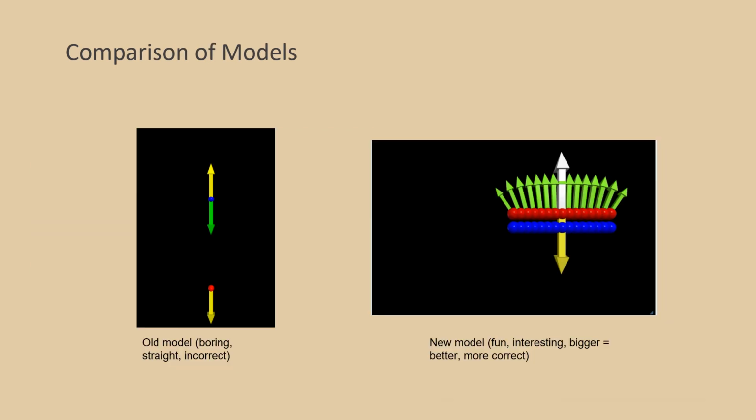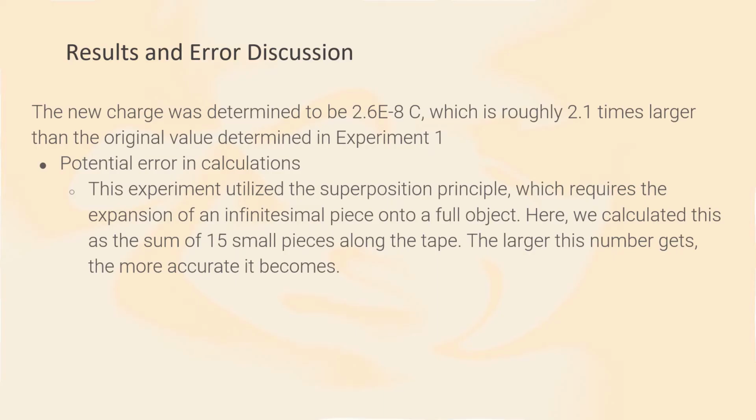So to compare the models from the experiment, our original model modeled both of the pieces of tape as a point charge. It also took into consideration the effect of gravity. And then our new model, we can see here, is able to more accurately show two pieces of tape where they are, two true objects. And then it also shows the amount of force that is exerted by the bottom tape on the top tape. And so the new charge was determined to be 2.6 times 10 to the negative 8 coulombs, which is about 2 times larger than the original value that we found in experiment 1.